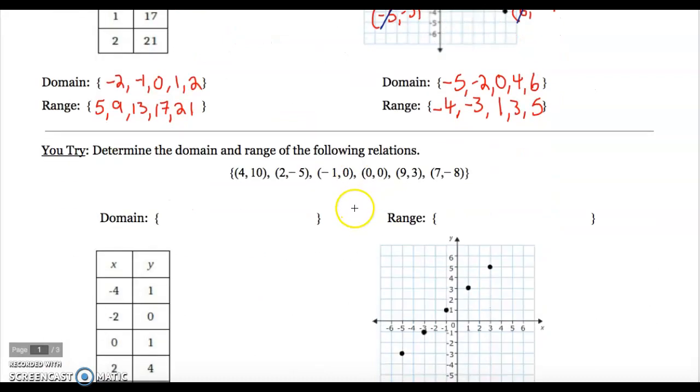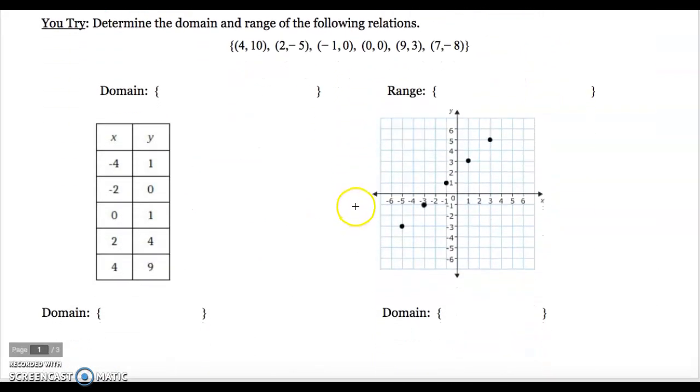If you would like to, go ahead and pause and try the next ones on your own. Now I'm just going to keep working through them. My domain is all of my x values. Let me start with my smallest one: -1, 0, 2, 4, 7, and 9. Let's just double check: -1, 0, 2, 4, 7, 9.